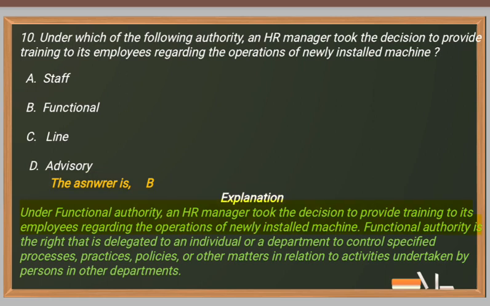Explanation. Under functional authority, an HR manager took the decision to provide training to its employees regarding the operations of a newly installed machine. Functional authority is the right that is delegated to an individual or a department to control specified processes, practices, policies, or other matters in relation to activities undertaken by persons in other departments.